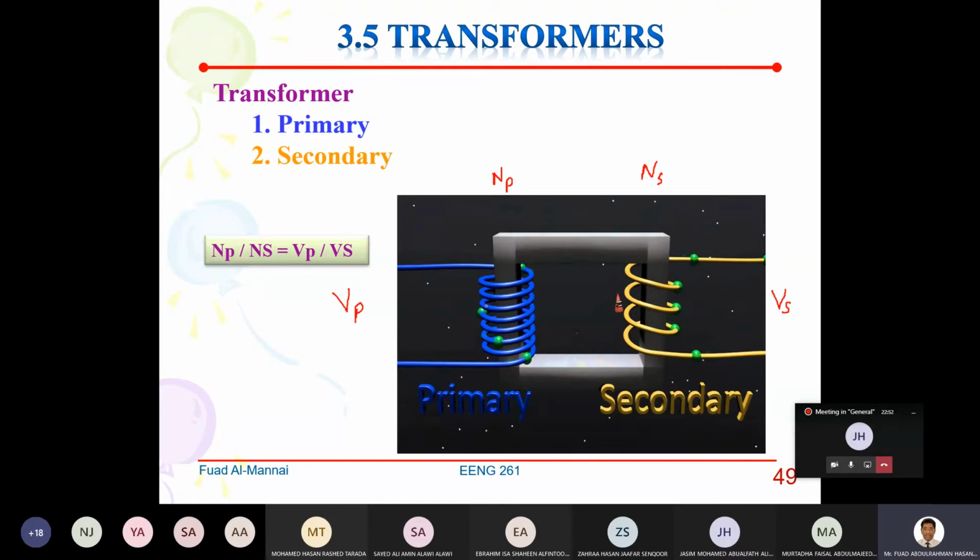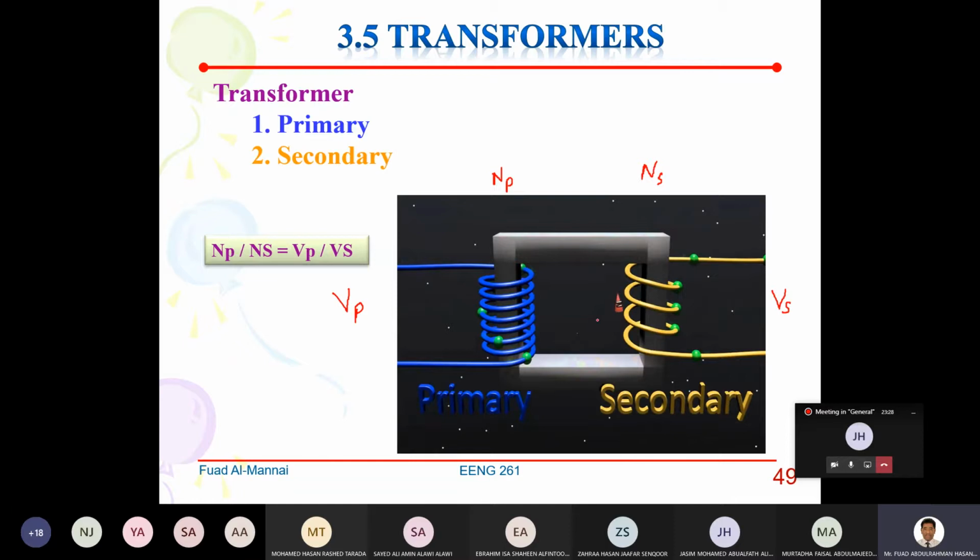Remember that if you want to find VS, knowing NP, NS and VP, which of course is from the main power supply, then you can calculate VS. How? By using this formula here. Very important, guys: NP divided by NS is equal to VP divided by VS. And you can solve for VS to find what voltage you're going to get.